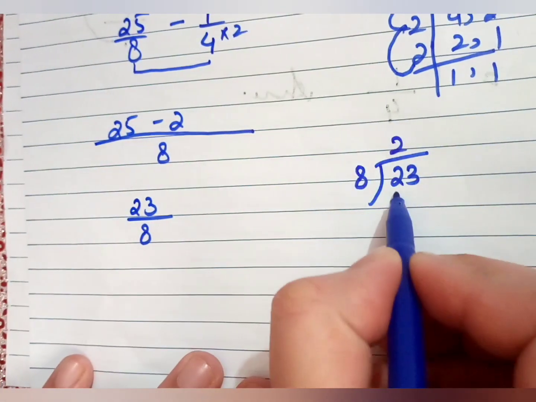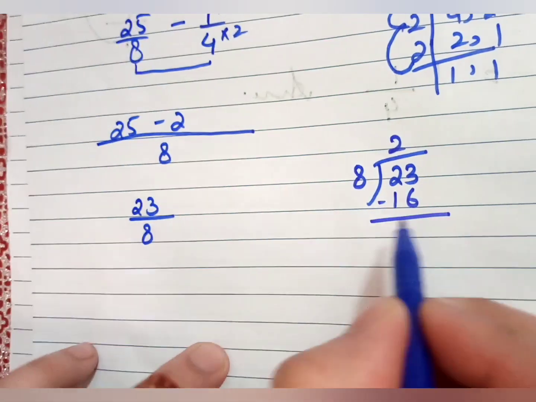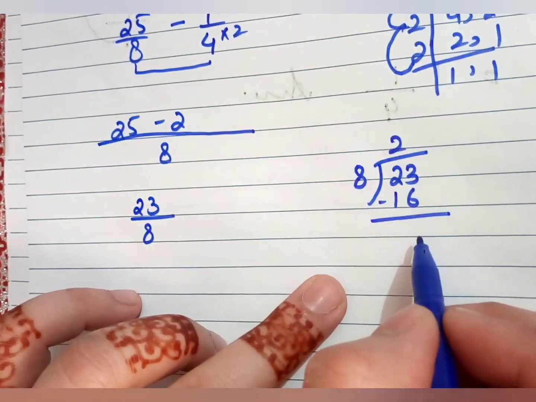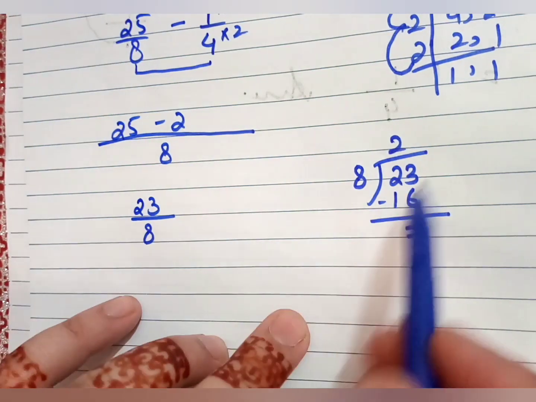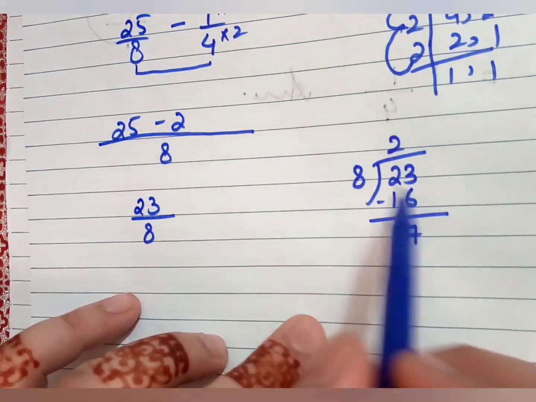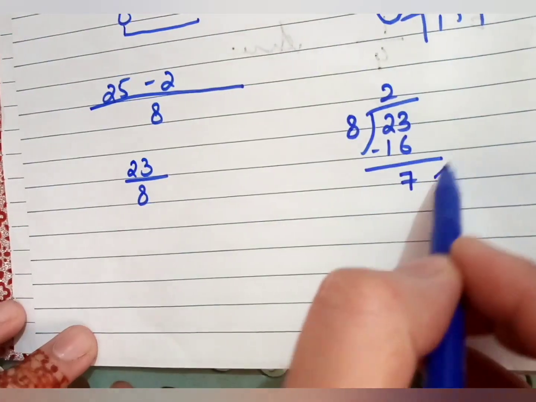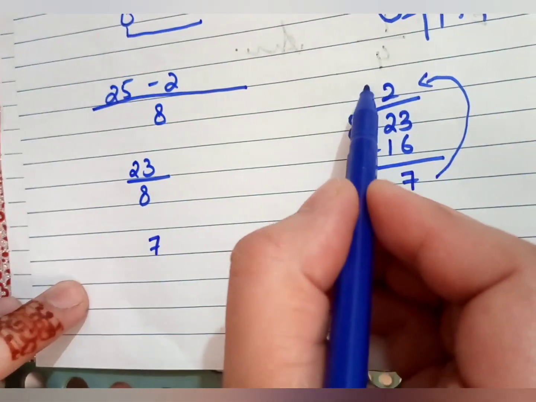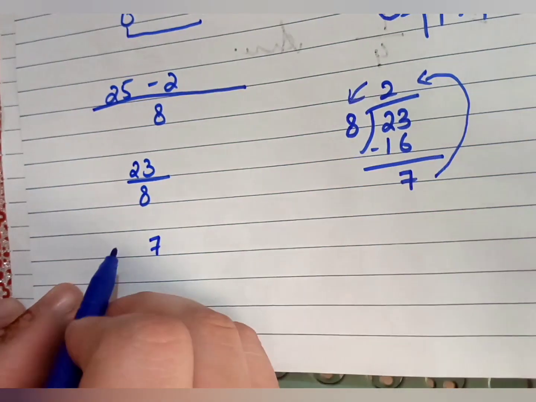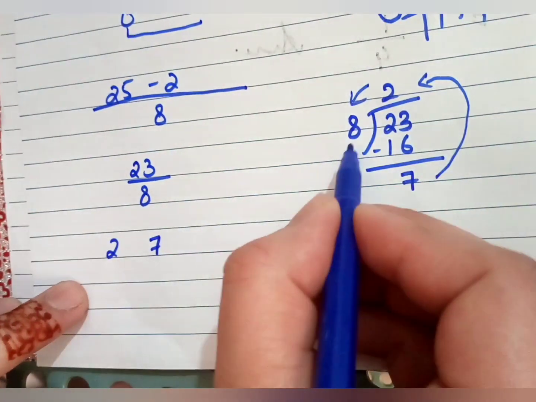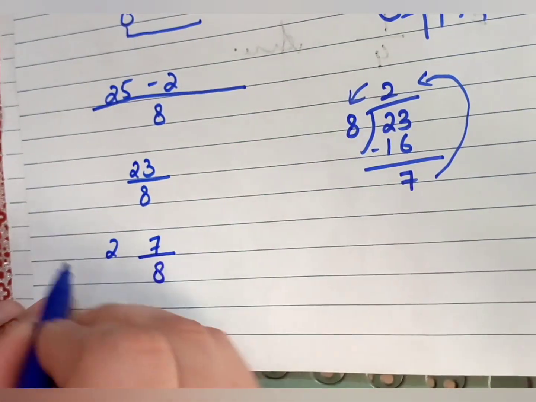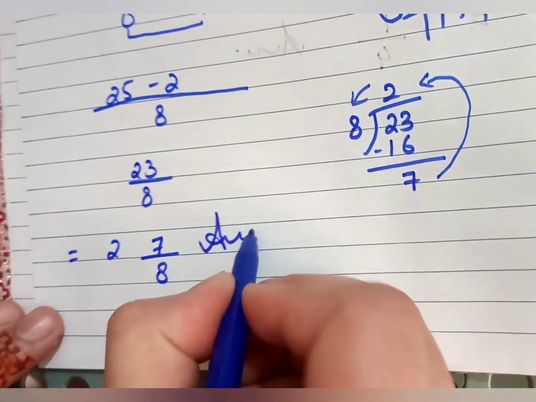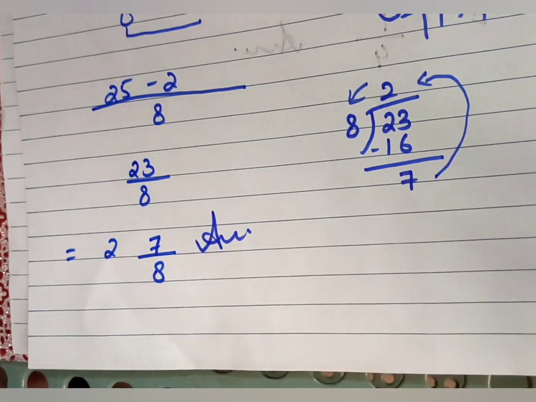8 2s are 16. Subtract 16 from 23, so we'll get 7. Now we have to write this division in the cyclic process. Write down the remainder on the top, 7. This coefficient goes towards the divisor, 2, and this divisor goes in the remainder, that is 8. So this is your part B.